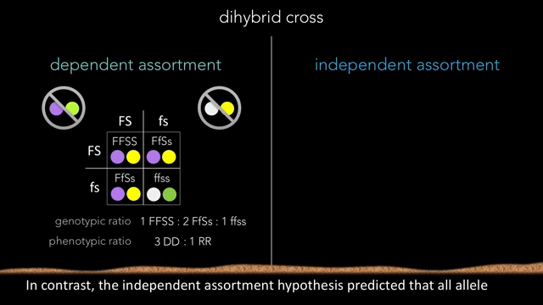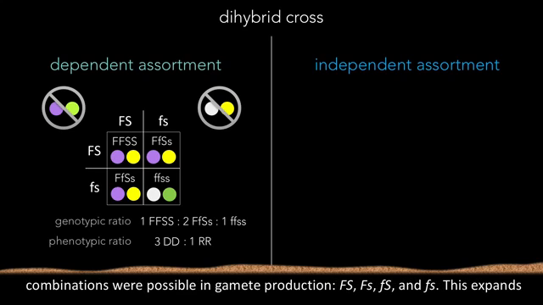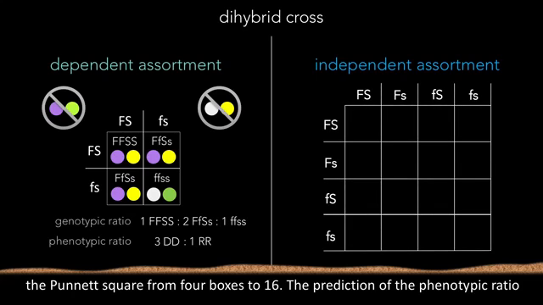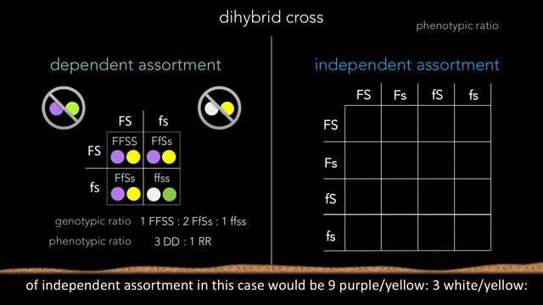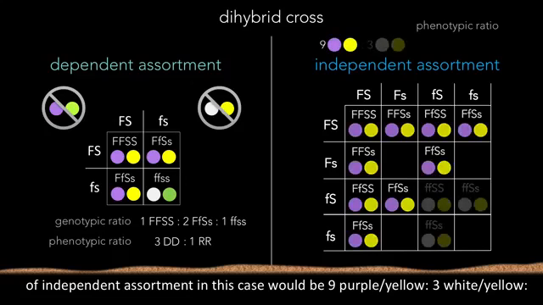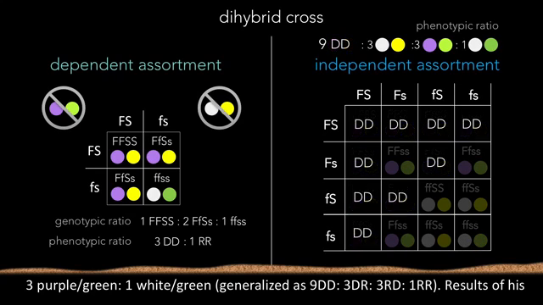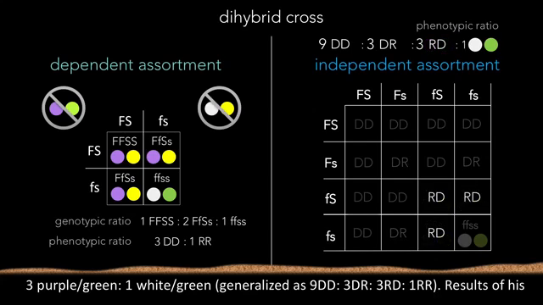In contrast, the independent assortment hypothesis predicted that all allele combinations were possible in gamete production: big F big S, big F little s, little f big S, and little f little s. This expands the Punnett square from 4 boxes to 16. The prediction of the phenotypic ratio of independent assortment in this case would be 9 purple-yellow to 3 white-yellow to 3 purple-green to 1 white-green. Generalized as 9 dominant to 3 dominant recessive to 3 recessive dominant to 1 recessive recessive.